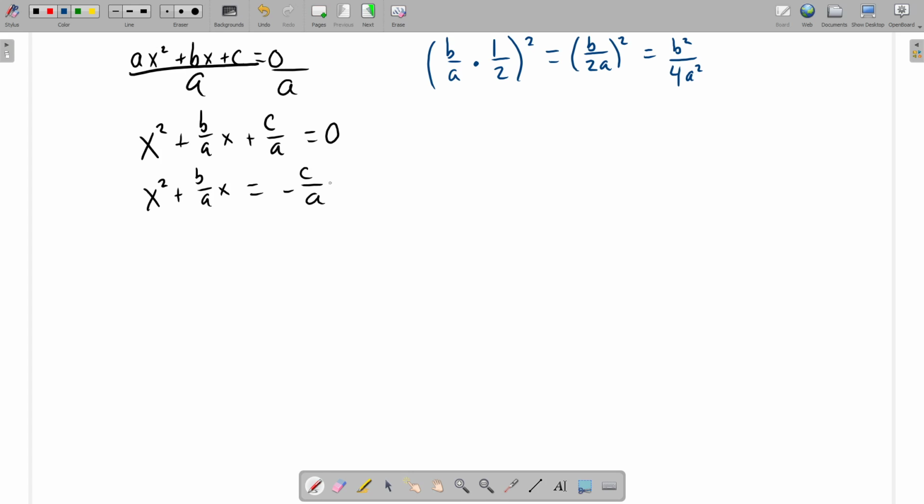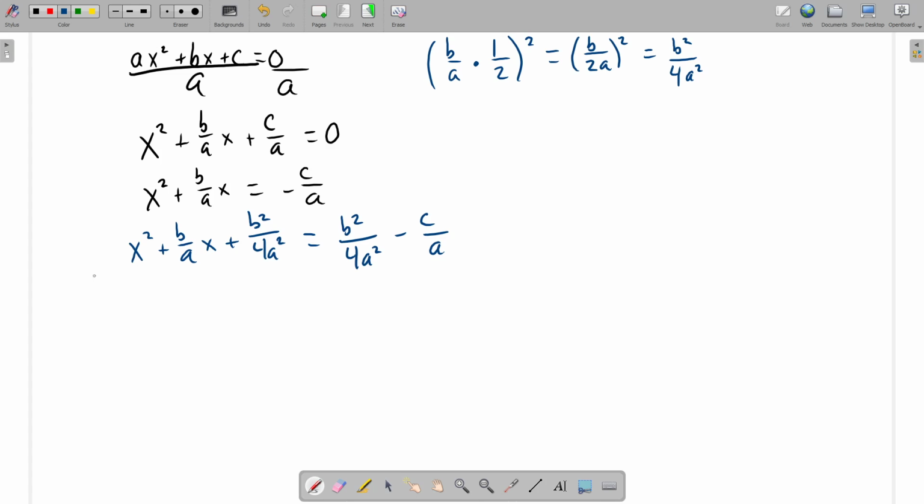This we need to add to both sides of the equation to keep it balanced and make the left side of our equation a perfect square trinomial. So x squared plus b over a x plus b squared over 4a squared is equal to b squared over 4a squared minus c over a.